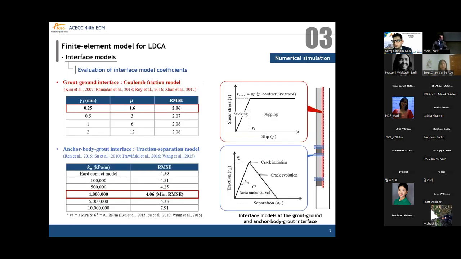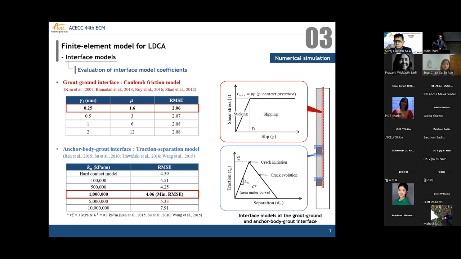To simulate the load transfer behavior of LDCA, it is important to adopt a proper interface model. For the grout-ground interface, I used the Coulomb friction model, and the allowable slip and friction coefficient were determined by comparing the simulation results with field test results. An allowable slip of 0.25 and friction coefficient of 1.6 show a minimum RMSE value, indicating that these coefficients can simulate the interface behavior at the grout and weathered rock condition.